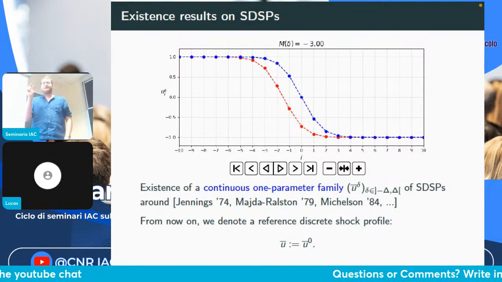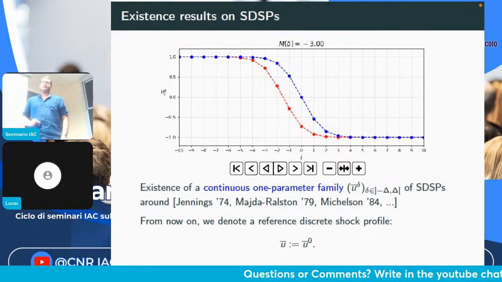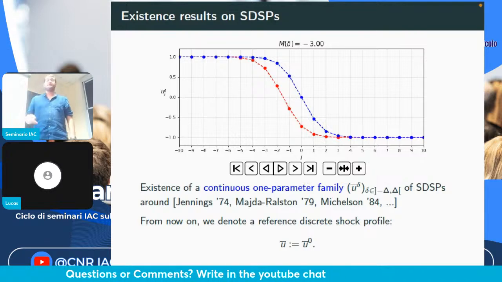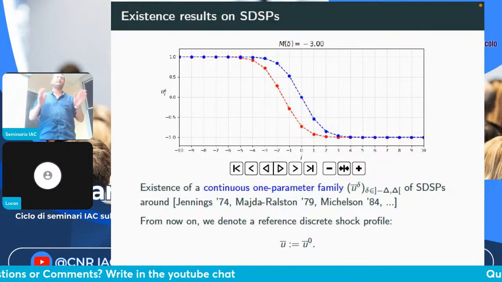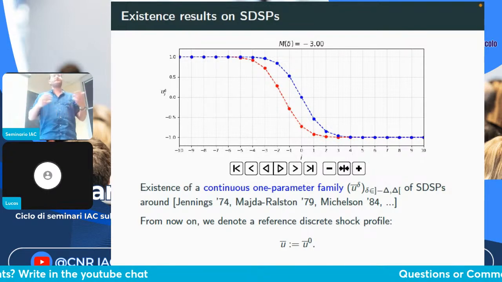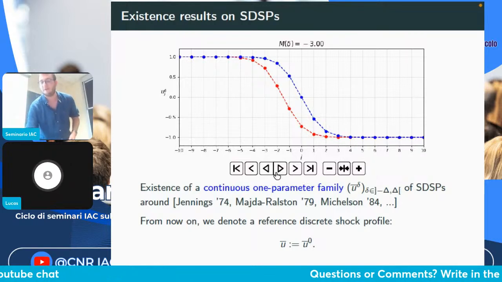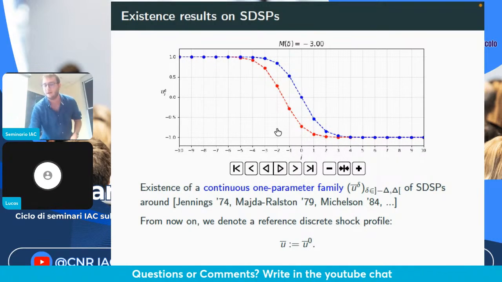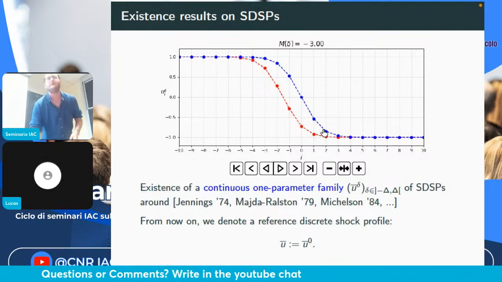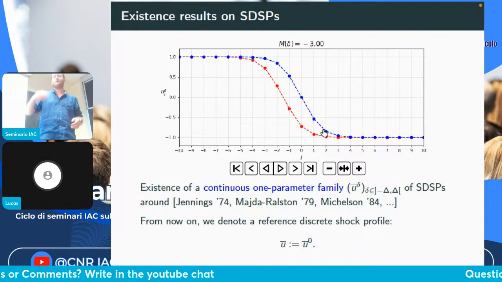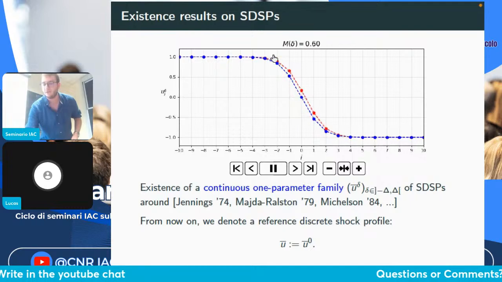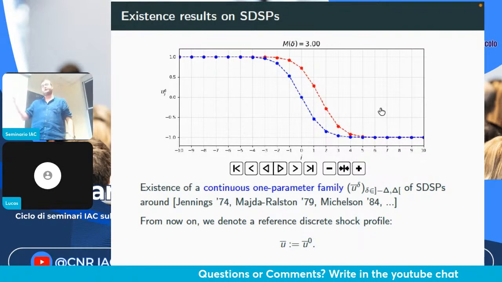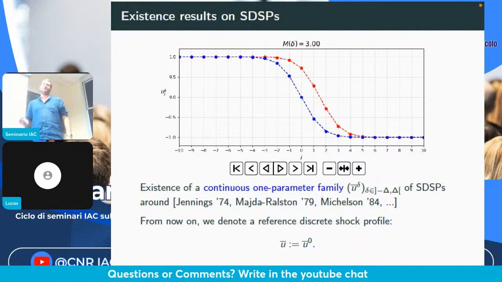Existence is actually a little bit more precise than what I said before. There does not exist only one discrete shock profile, but actually you can prove that there exists, at least for Lax shocks, a continuous one-parameter family. There are some results by Jennings, Majda, Ralston, and Michelson. So here in blue you have the discrete shock profiles that I introduced before, and in red you have a family of continuous stationary discrete shock profiles. All of them are obtained essentially in the same way as I obtained before.